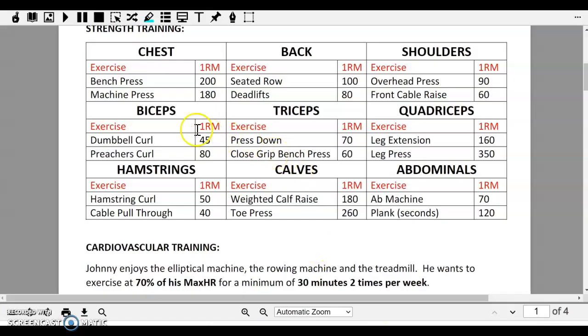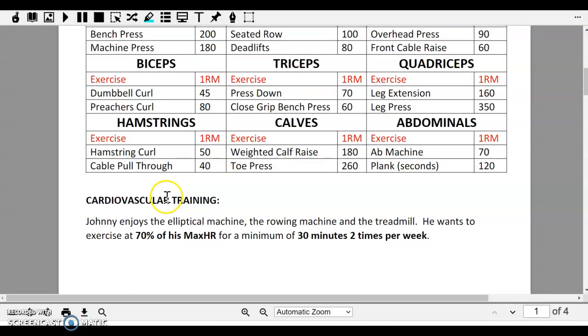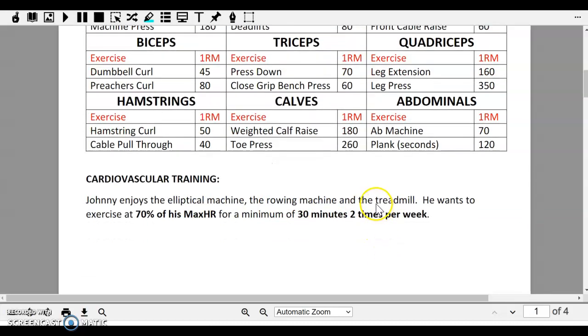In this form, you've got all these 1 rep maxes for Johnny, and some information about his cardiovascular training. He's interested in working at 70% of his maximum heart rate for 30 minutes, 2 times per week. He enjoys the elliptical, the rowing machine, and the treadmill. Those are some options you have for his cardiovascular workout.